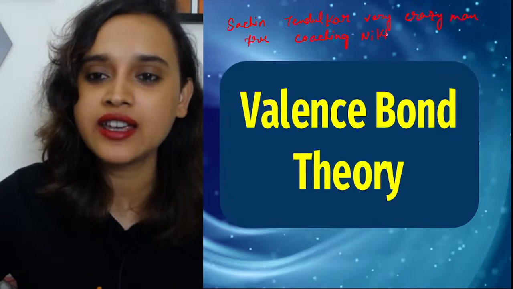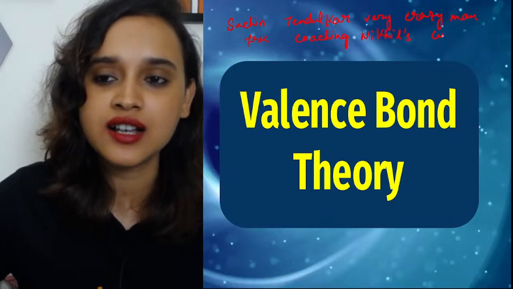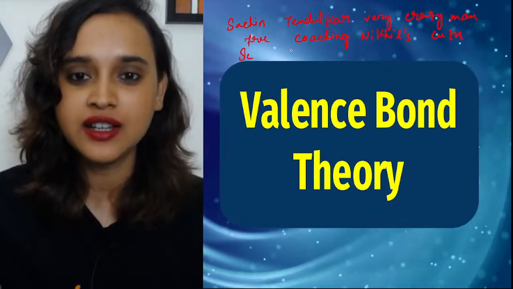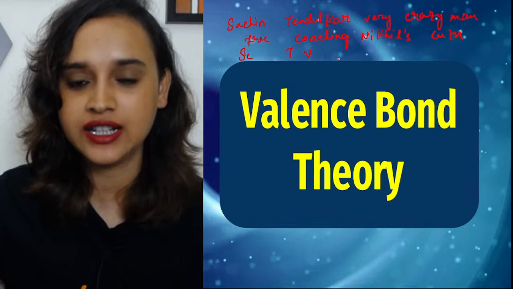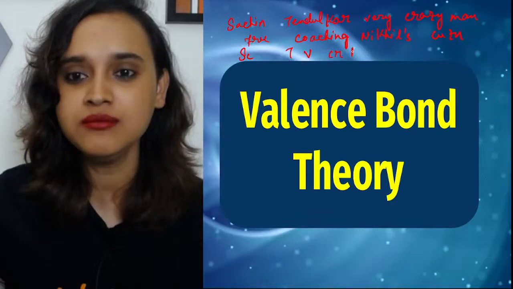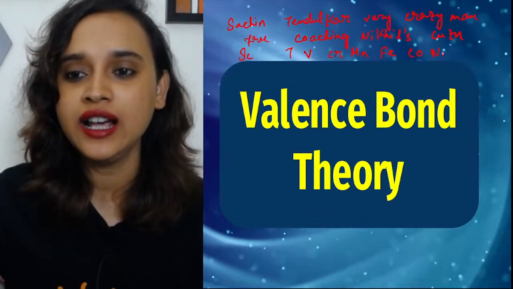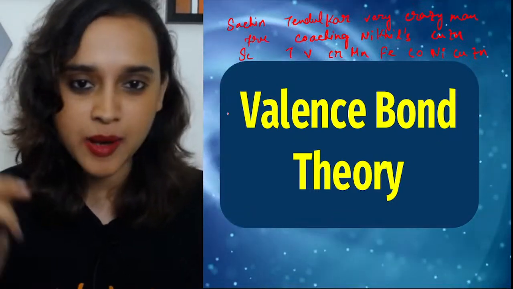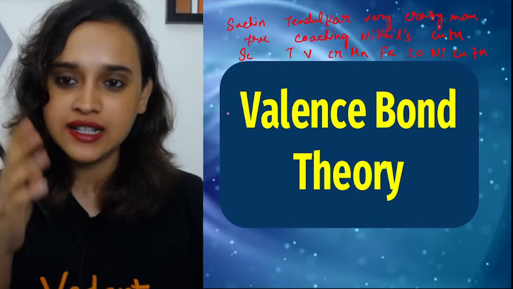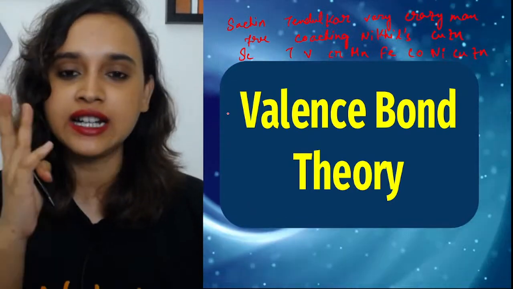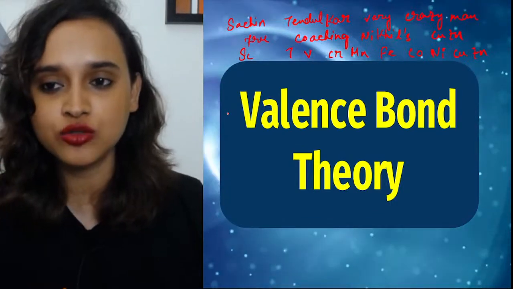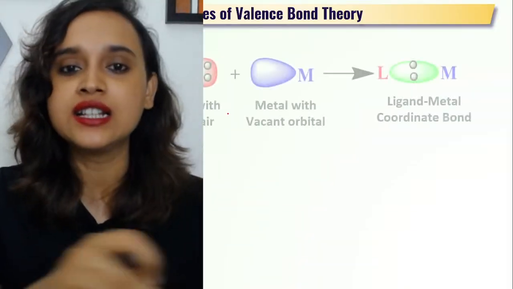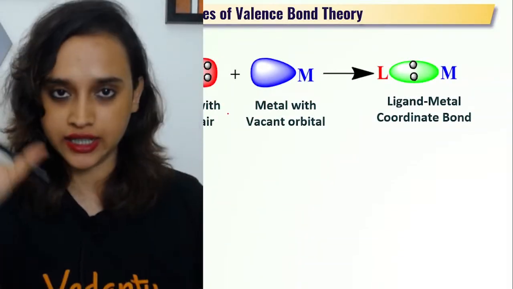Free coaching, Nikhil's cousin. From this, what can we understand? We can understand scandium, titanium, vanadium, chromium, manganese, iron, cobalt, nickel, copper, and zinc. Sachin Tendulkar, very crazy man, free coaching Nickel's cousin. Now let's understand the postulates of valence bond theory.